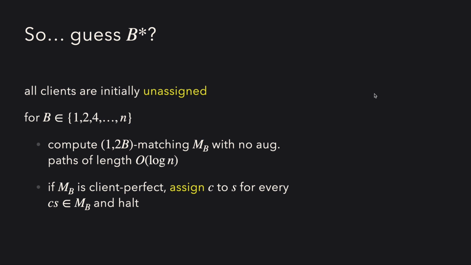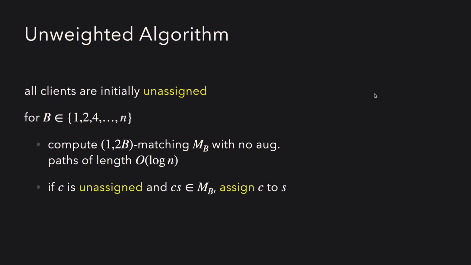Unfortunately, this last line isn't implementable efficiently in the distributed setting. The condition here is too global. There is a simple fix. Rather than trying to coordinate on the first MB that matches all clients, we instead ask the client simply to locally assign themselves according to the first MB in which they are matched. This is the entire unweighted algorithm.